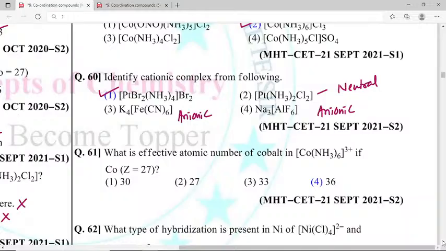What is the effective atomic number of cobalt in [Co(NH3)6]3+? So what is the formula here? Z minus X plus Y. So what is the Z number here? 27. 27 minus the oxidation state of cobalt, plus 3, plus the number of electrons donated by ligands, which is 12. So 27 minus 3 is 24, plus 12. So 36 is your answer. 36.